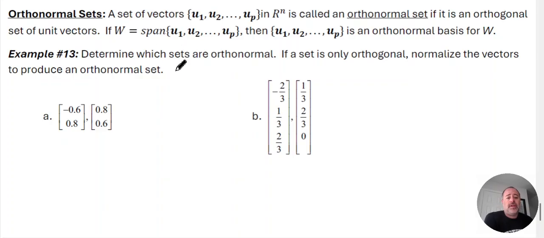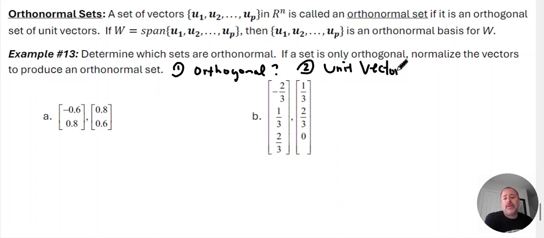The first condition is that they are orthogonal, which we have been talking about this entire lesson. So this will be very fast to figure out: are they orthogonal sets? And then secondly, are they unit vectors, which we are also able to do easily. If the answer is yes to both of these questions, so they are orthogonal sets and each individual one of those is a unit vector, then they are what we call orthonormal sets.